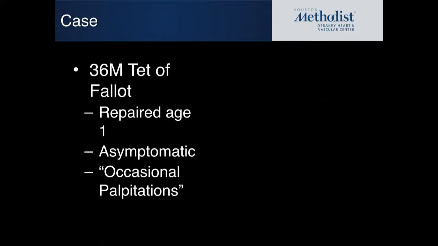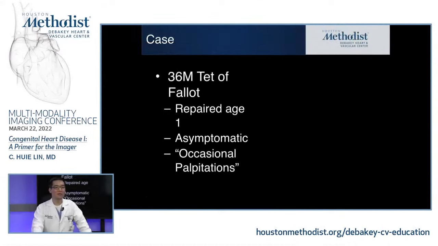So what does that actually mean for our patients? This is a typical patient of ours. He's a 36-year-old man with tetralogy of Fallot. He was repaired at age 1. He comes into the office for the very first time to see our adult congenital heart program, and he states that he's asymptomatic. In fact, he says that he can lift weights, he can work out, he does mixed martial arts on the side, but on the way out the door, he tells us that he has occasional palpitations.